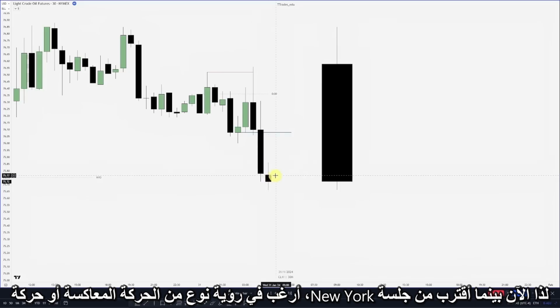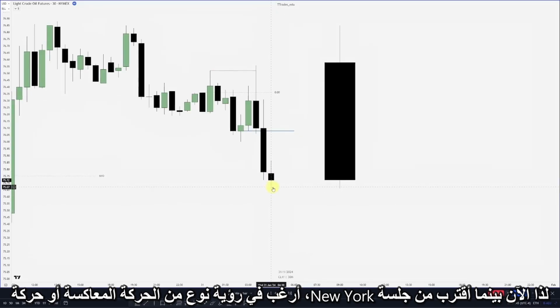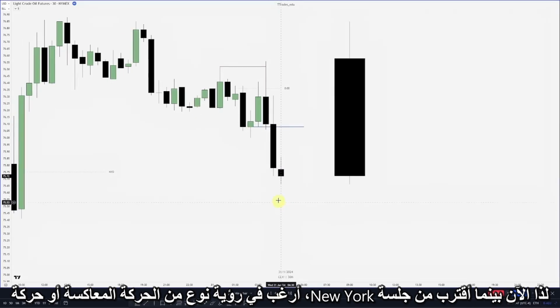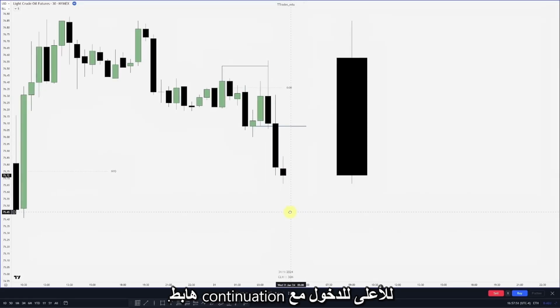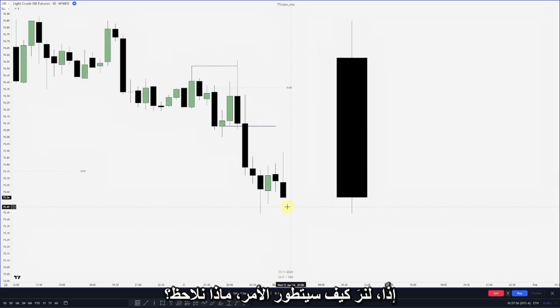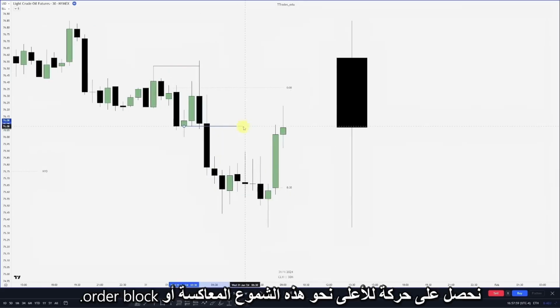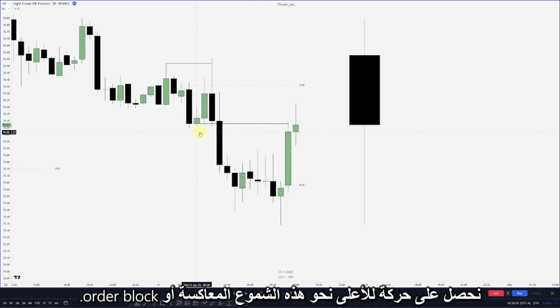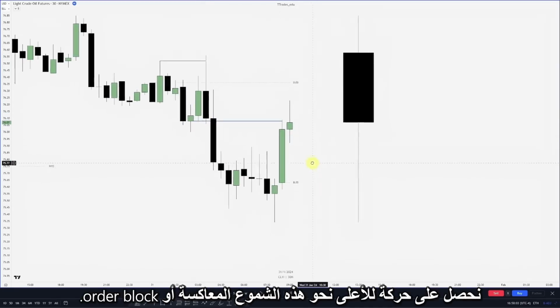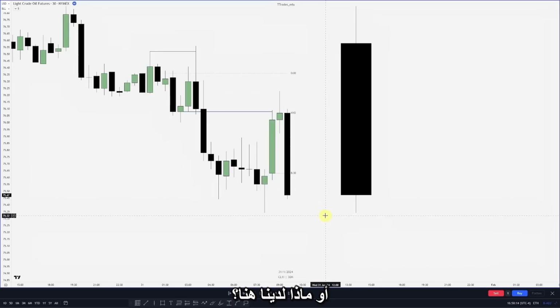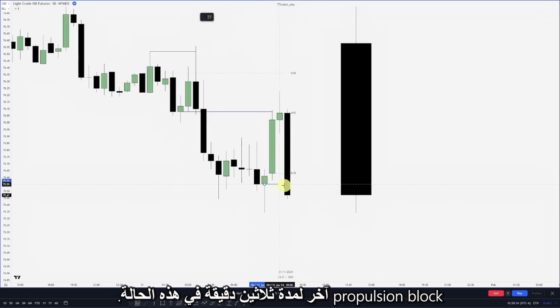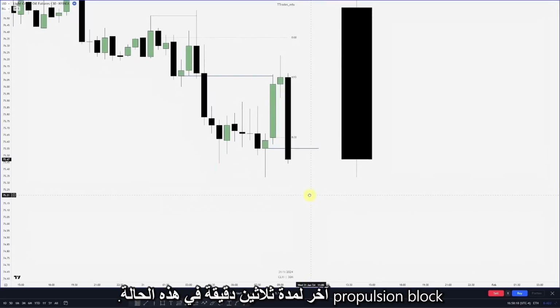So now as I approach New York session, I'd want to see some sort of opposing run or move higher to get onside with a continuation lower. So letting this play out, what do we notice? We get a move higher into these opposing candles or an order block. So I could look to get onside in here for this New York continuation lower. Or what do we have here? Another 30-minute propulsion block in this case.